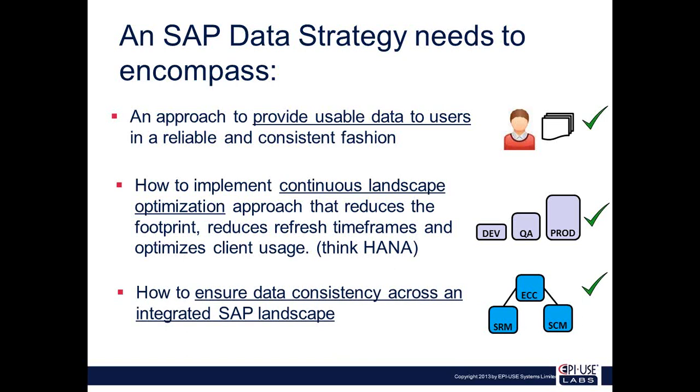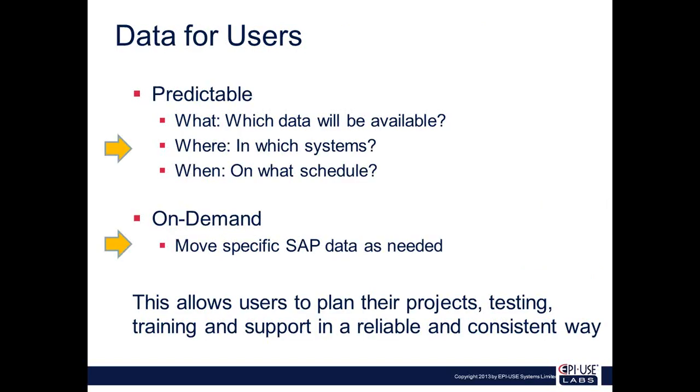Now we talk about users. So what are the characteristics that users need, if you will? They need to have data that's predictable. So they need to know which data is going to be available. So is it just a client that just has customizing data? Is it the client that has just master data? Or does it also have transactional data? Okay. They also have to know in which systems. Are you talking about a pre-prod system for UAT testing? Also a QA system? How fresh and clean is that data? When was it copied from production? And that gets into the when part, which is on what schedule. So it has to be predictable, and it has to have answers to what, where, and when.